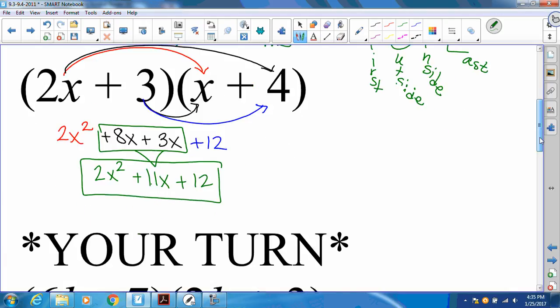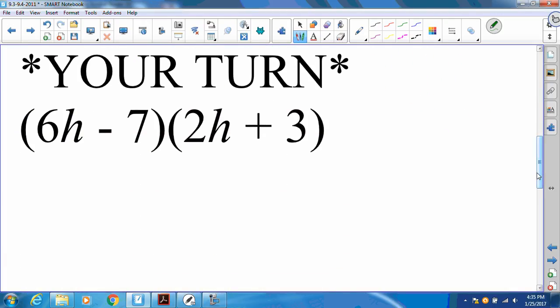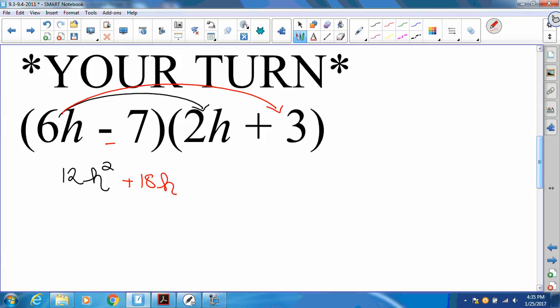So let's try some. Okay, here's our first example. So we're going to do our first. 6h times 2h. So I take 6 times 2, which is 12. H times h is h squared. Then we're going to take 6h times positive 3, which is a positive 18h. And then I'm going to take, notice that's a negative 7. Negative 7 times 2h is a negative 14h. And then negative 7 times positive 3 is a negative 21.